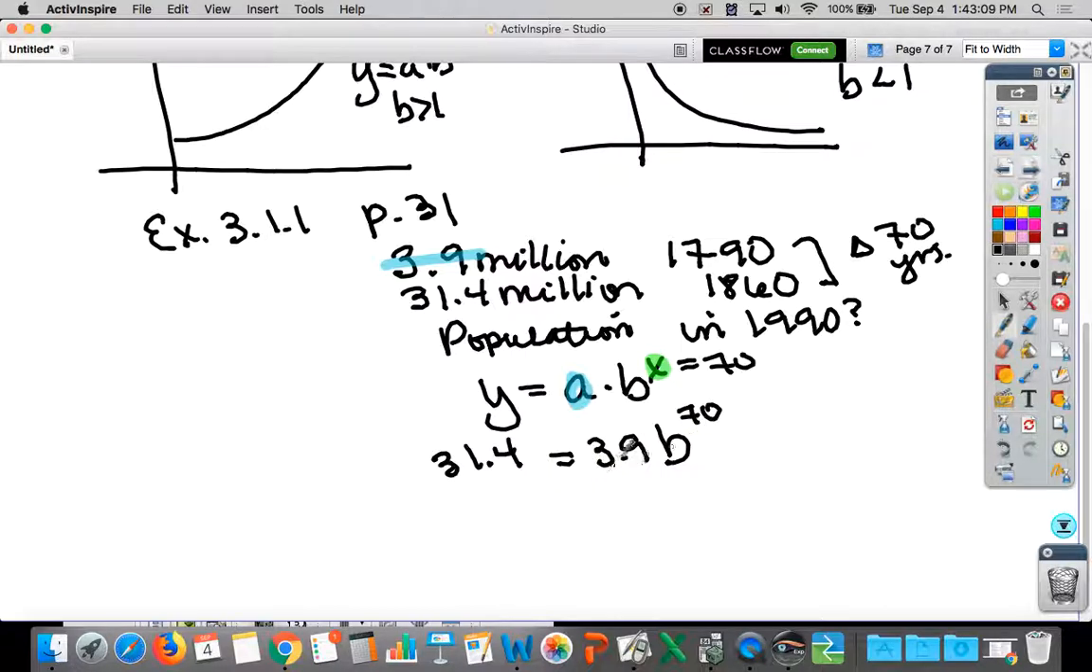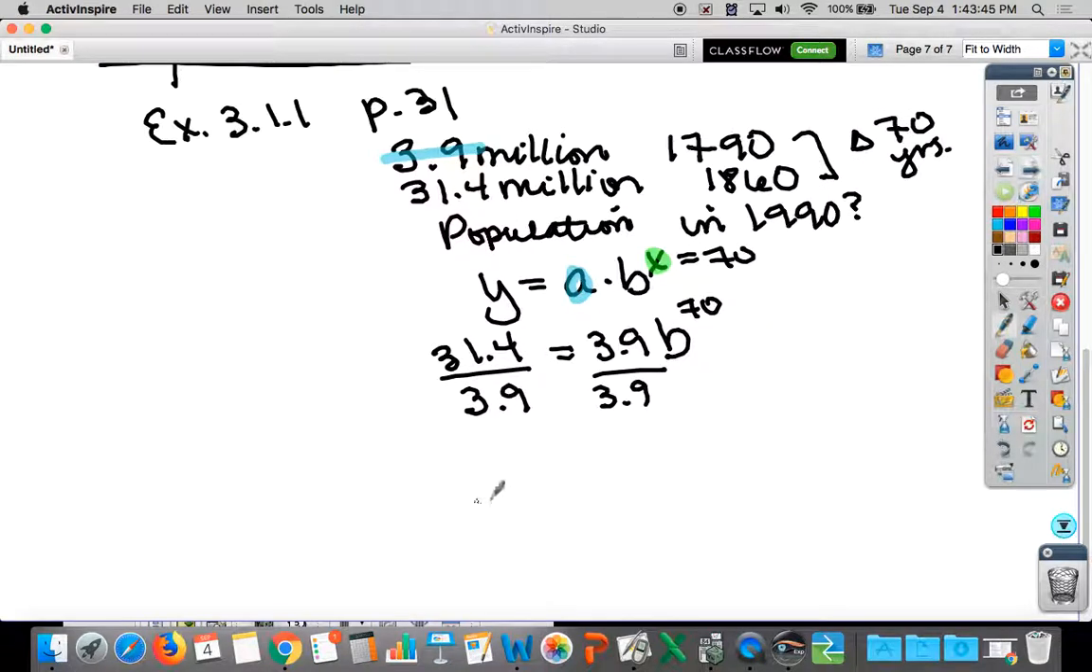So after my initial value was 3.9. That's at time 0, or the first year that we took a population. The change in the population time was 70 years. And at that change, I had 31.4 million. So I have to use this to find my B. Okay? So what would I do first to get B by itself? Divide by 3.9. So everybody take your calculators out and do 31.4 divided by 3.9. And you're going to get a long decimal.